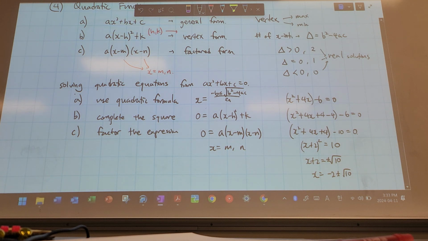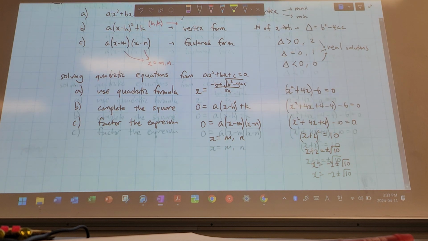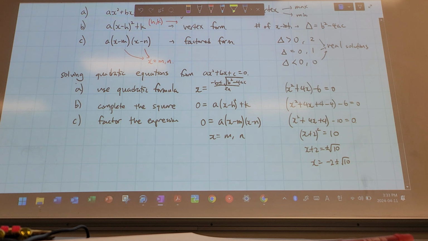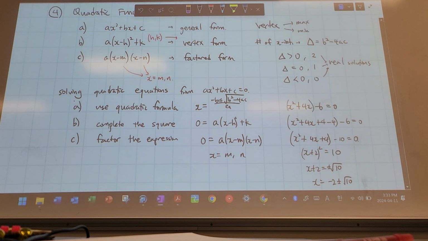Yeah, and once again, don't use it. Use the quadratic formula. The quadratic formula is basically a generalized version of completing the square, and it's way easier. Okay, so that's what we did for solving quadratic equations.